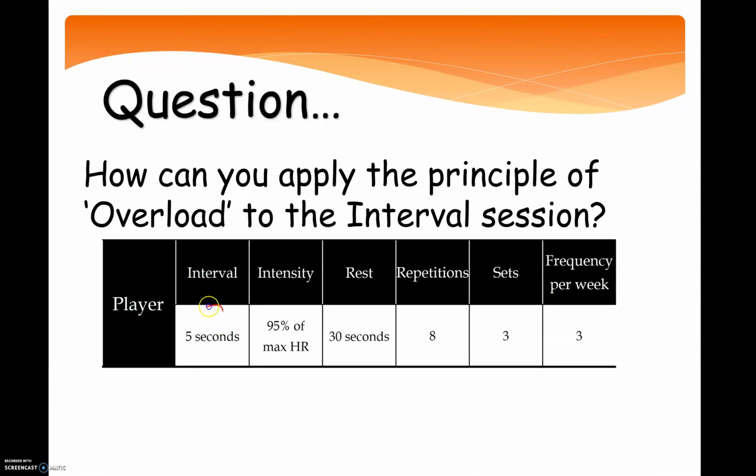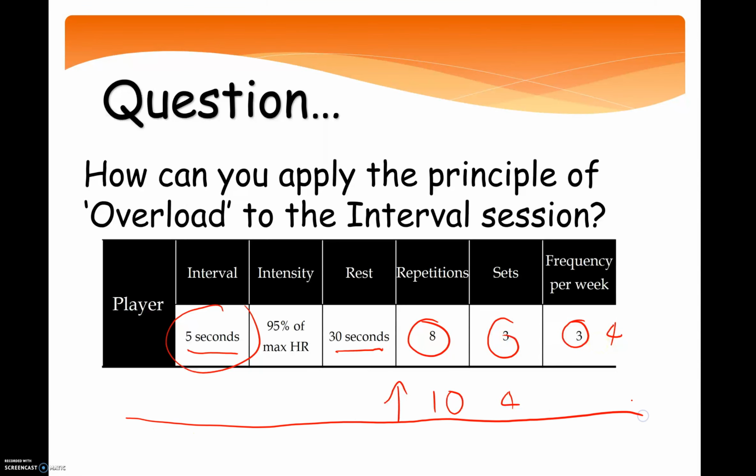So here, we could look at the interval. If we wanted to keep it ATP-PC, we could keep it at 5 seconds, and we might look at increasing that to 10 repetitions. Why would I say that? If we're doing ATP-PC, we need our 30 second break and we don't want to be working for any longer than 5 seconds. We might then increase our sets to, say, 4, and our frequency to 4. So there I've applied the principle of overload.